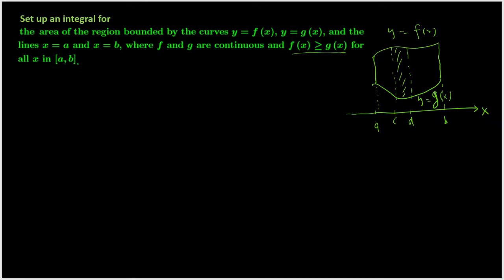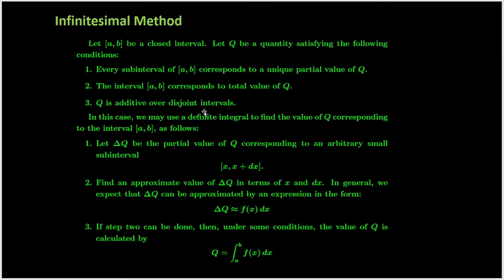Now the area of the shaded region is the partial value corresponding to the subinterval from C to D. CD is a subinterval of AB, right? That's the first condition: every subinterval corresponds to a partial value of Q. The second condition is that the total interval AB corresponds to the total value of Q. That condition is of course true in this particular case.